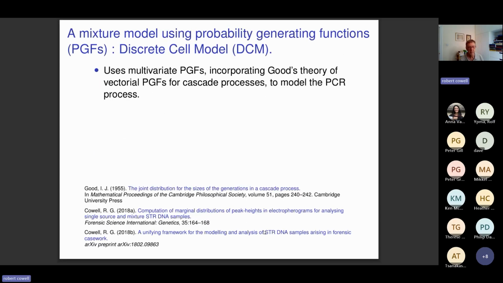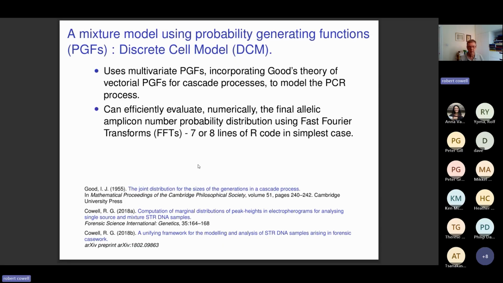So I want to now finish on 2 aspects of mixtures that I've been working on the last few years. The first is a quite large paper I put out about 7 years ago. It's a different mixture model which uses probability generating functions to model the peak height distribution. It uses multivariate probability generating functions and work that I.J. Good did on cascade processes from about the late 1940s, early 1950s. What I show is that you can actually calculate in full these probability generating functions numerically very efficiently by using fast Fourier transforms. In the simplest case, it only takes a few lines of code in R. So if you've not seen this paper, you might be very interested to have a look at it. I do warn you, this arXiv paper is very long, but it does have lots of tables. It's not as long as it seems, but about 180 pages.